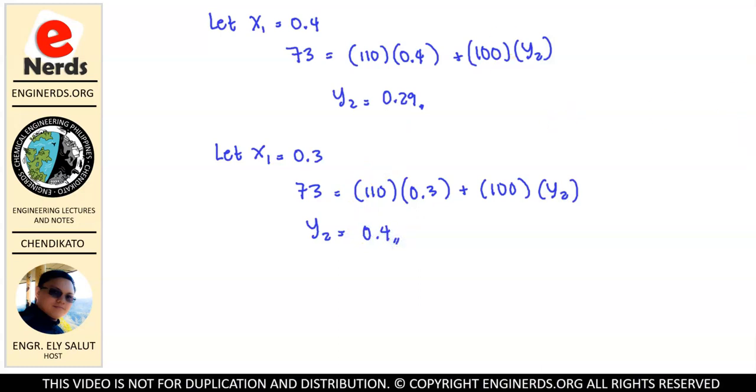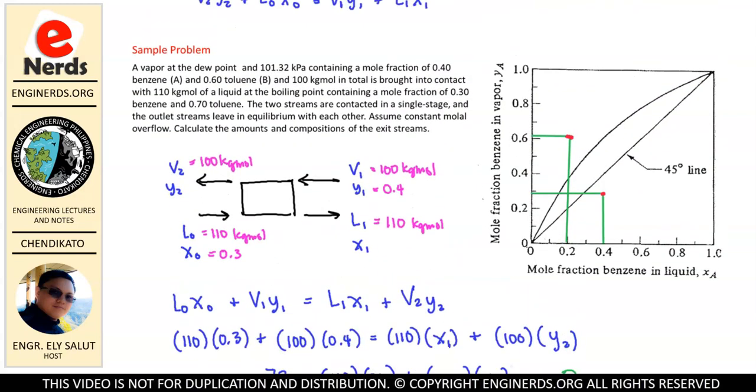Alright, so ilocate natin uli siya dito sa ating graph. So 0.4 ang ating y. So it is somewhere here. And then our x is 0.3, which is somewhere here. Okay. So, nandito naman siya sa gitna ng dalawang points natin. No? Remember, ang kailangan nating makuha is yung value na nasa curve.